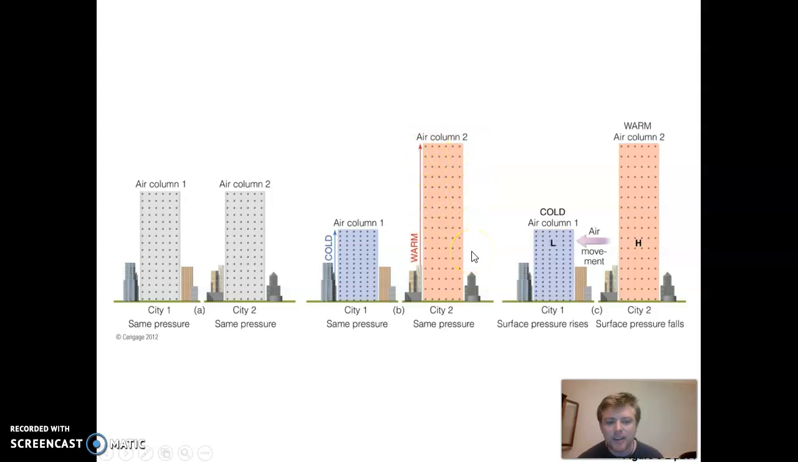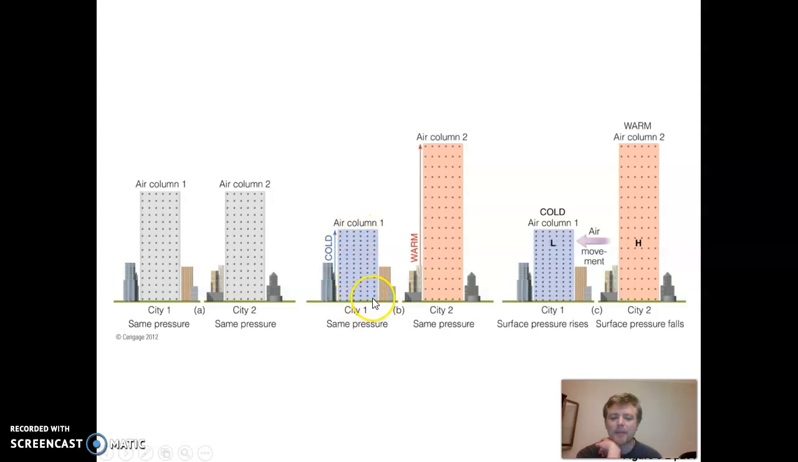And even though the pressure you'd experience at the bottom is the same, because if I look at the bottom here in situation A of both cities, the bottom here in situation B of both cities, I have the same amount of air above me, so the surface pressure is going to be the same. But the difference happens when we start looking at what happens when we move up, right?